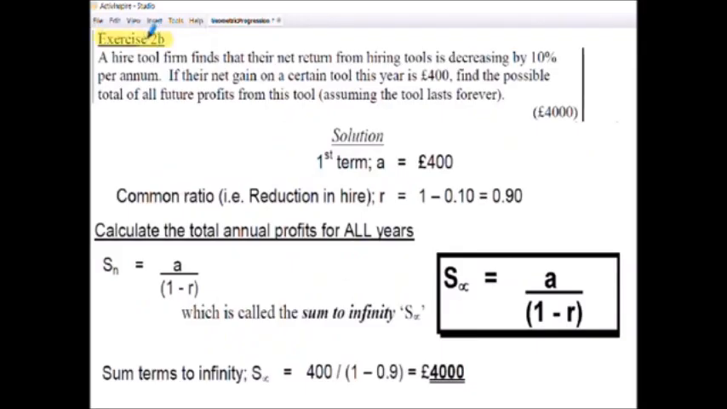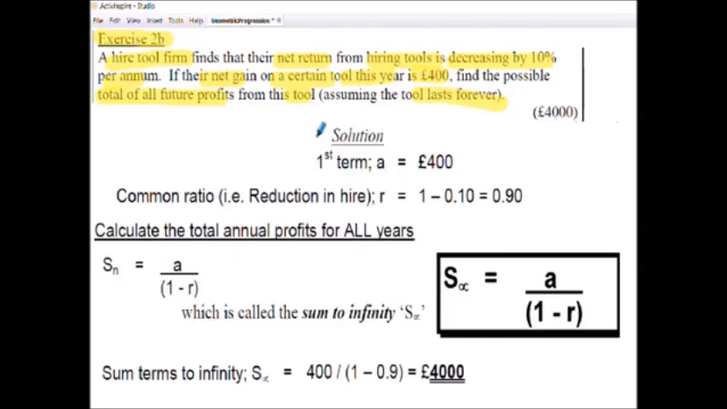Exercise 2b. A hire tool firm finds that their net return from hiring tools is decreasing by 10% per year. If their net gain on a certain tool this year is £400, we've got to find the possible total future profits from this tool, assuming it lasts forever. This is a sum to infinity problem. We're going to try and add up all the possible terms in the series.